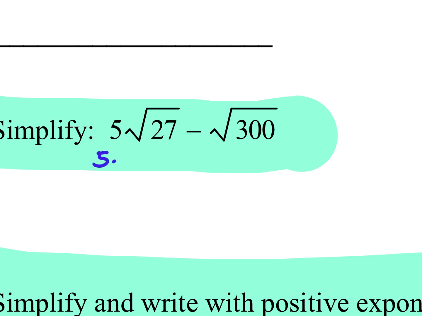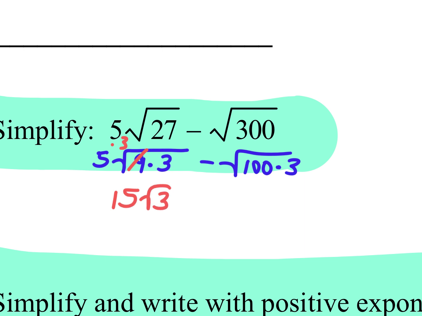I'm going to keep my 5 on the outside here. What am I going to break 27 into? 9 times 3. Perfect. What am I going to break 300 into? 100 times 3. Perfect. Why did you guys choose 100 times 3? 100's a perfect square. It's the biggest one in there. And now they both have a 3 in common, right? So let's just simplify. What is the square root of 9? And then 5 times 3 is? So I have 15 square root of 3 minus, what's the square root of 100? So minus 10 square root of 3.